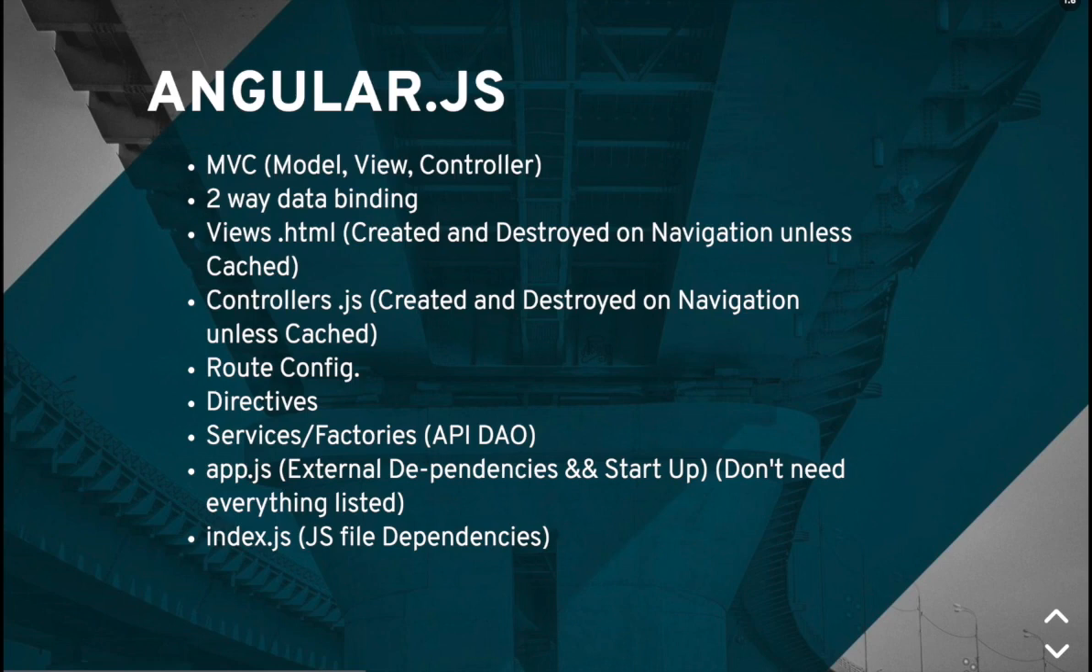Alright, next up there's services and factories. This is where the model aspect comes into this. They essentially communicate with your API endpoints, which are running on the Tomcat server.